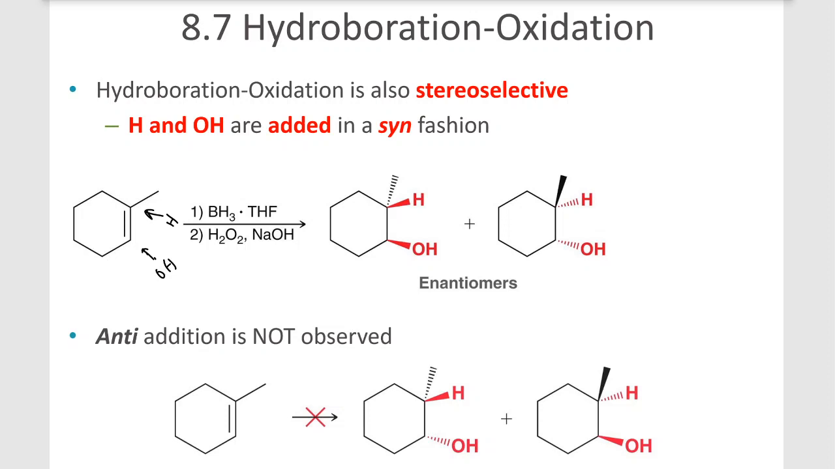They're going to either add to one face or the other face. So what we get is a mixture of enantiomers. So we're going to have a racemic mixture of enantiomers where they're adding either to the top face or the bottom face. Okay, so we don't get anti-addition where we would get the hydrogen added to one side and the OH added to the other side. All of the products result from syn addition.